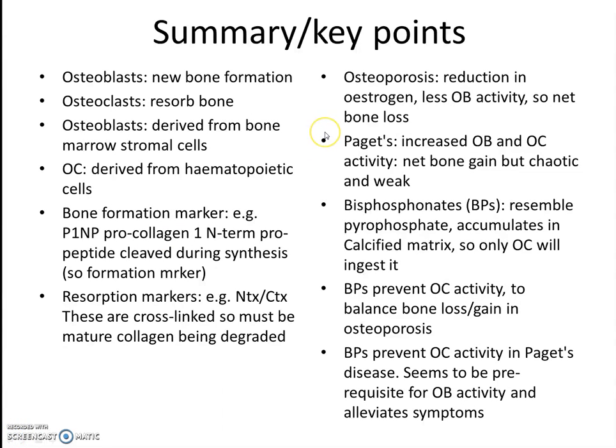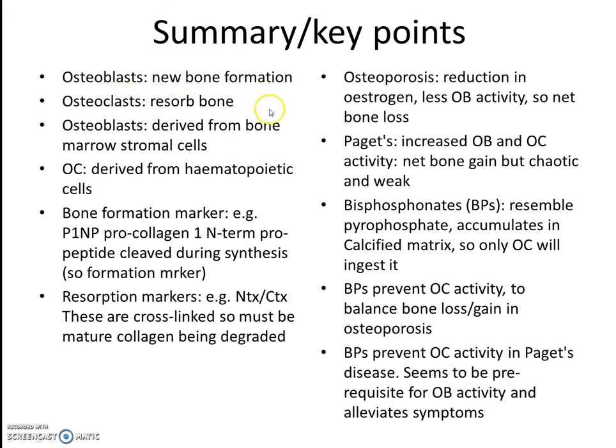Okay, so to summarise, what we've covered so far is that osteoblasts are the cells in the bone that make new bone. They secrete collagen. That collagen becomes mineralised thanks to alkaline phosphatase, and we get calcium phosphate mineral deposits within the layers of collagen that are being secreted by the osteoblasts.